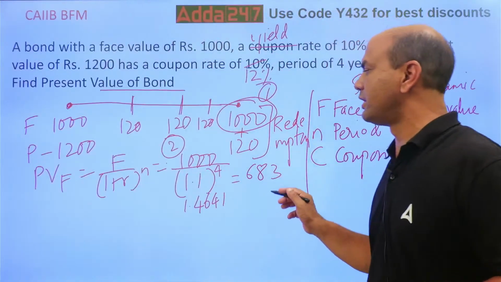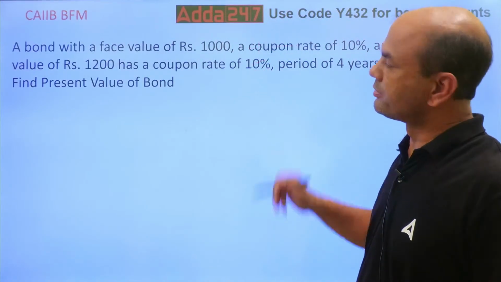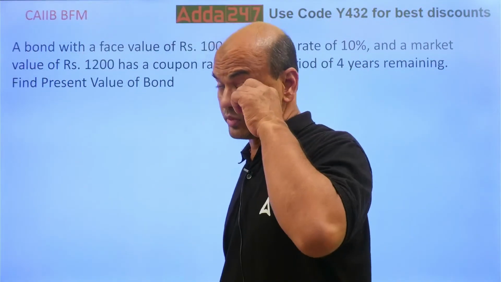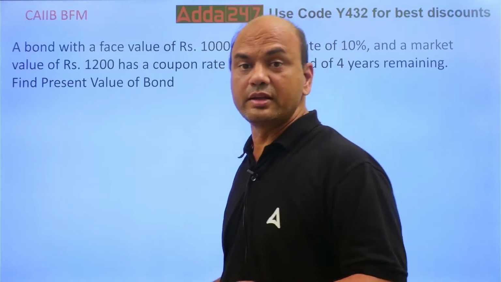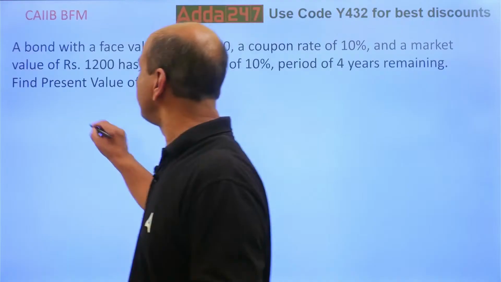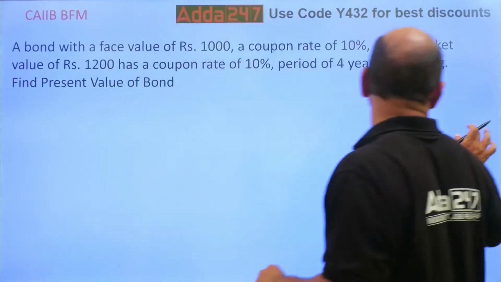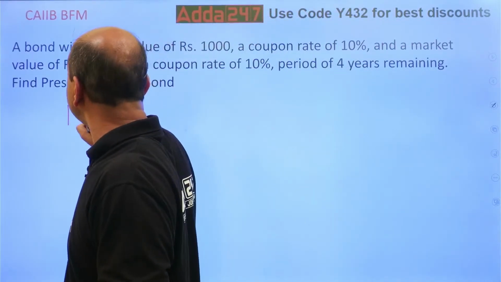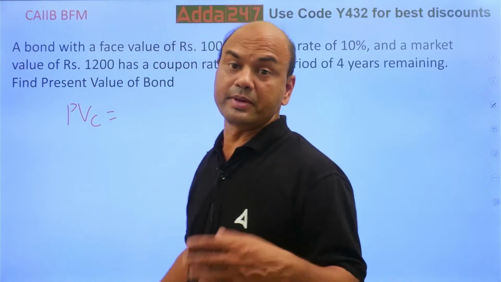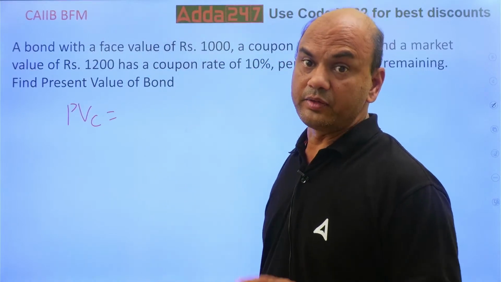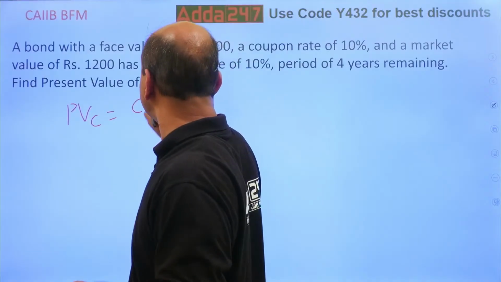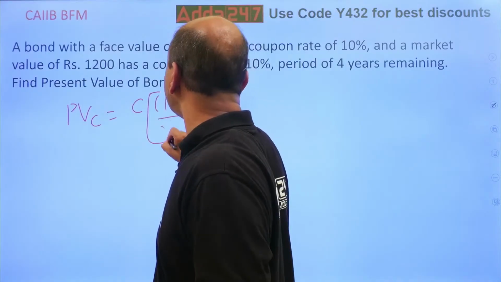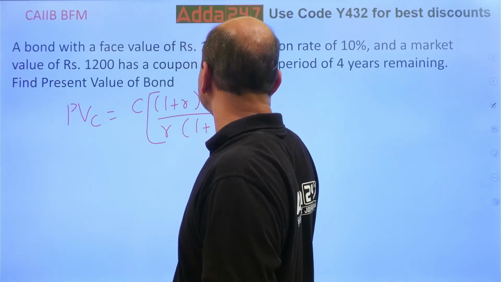So this earlier one was face value. Now go for the coupon. For the coupon, what will you do? See, it's an annuity part now. Coupon is always an annuity because you are getting it regularly. So the formula for that is what? Present value of coupon, PV of coupon, PVC equals to, what is the formula for present value annuity? C into (1 plus R raised to N minus 1) the whole upon R into (1 plus R) raised to N.